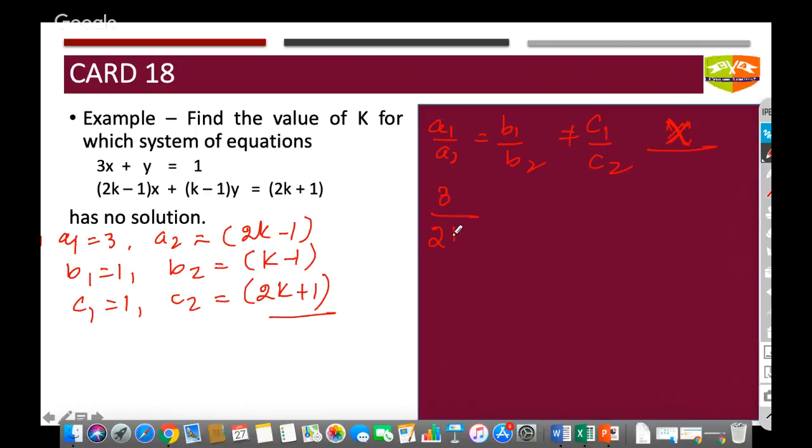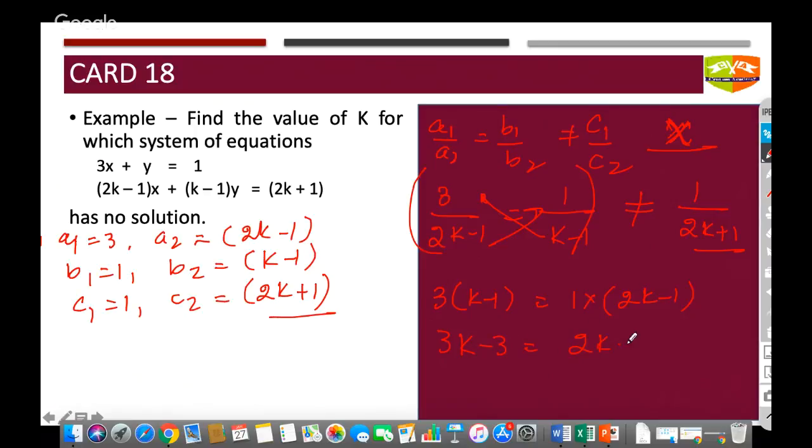3/(2k - 1) is equal to 1/(k - 1), and that is not equal to 1/(2k + 1). So if these two are equal, let me cross multiply: 3 into (k - 1), 1 into (2k - 1). So this becomes 3k - 3 is equal to 2k - 1. So 3k - 2k is equal to 3 - 1, so k comes out to be 2.